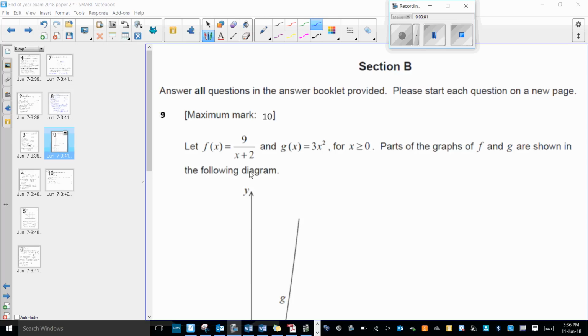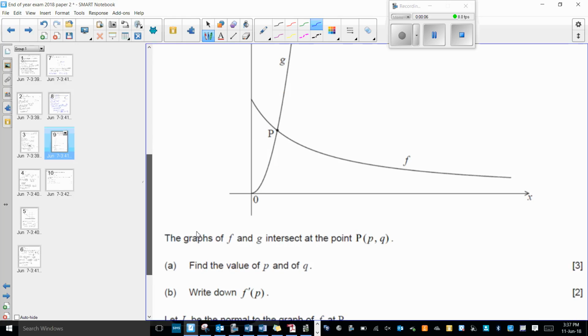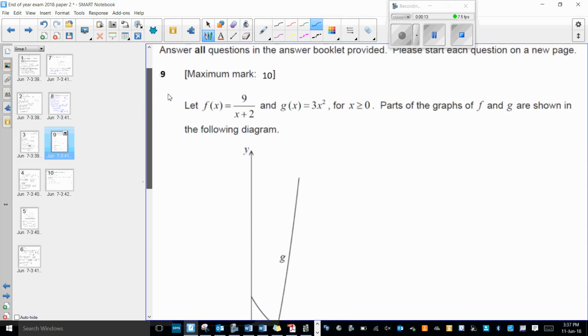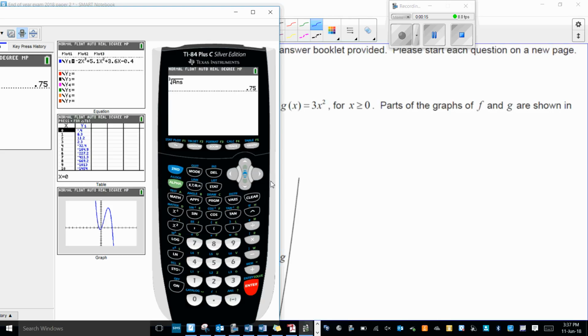Here's two functions, and the graphs intersect at this point. Find the values of P and Q. So if they intersect is where those graphs meet. Well, it's the calculator paper, so we're just going to plot those two.